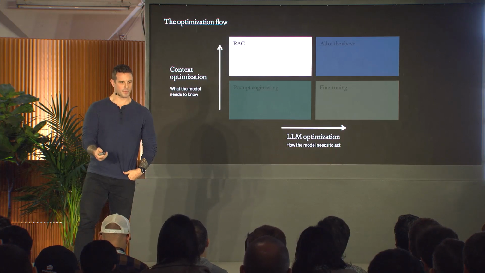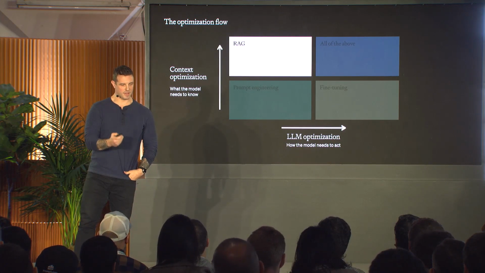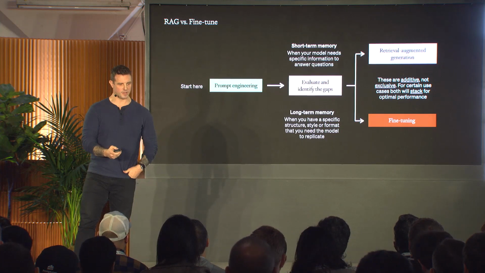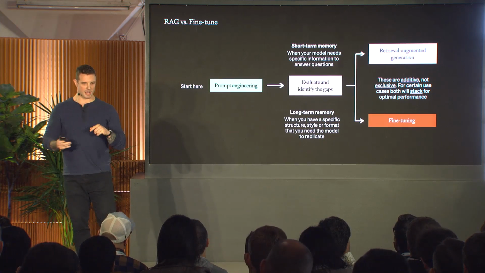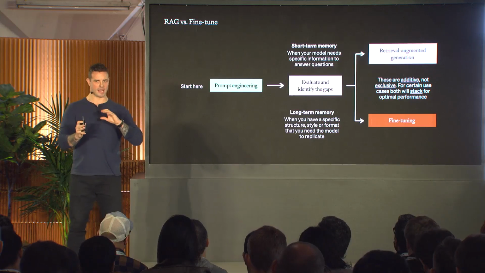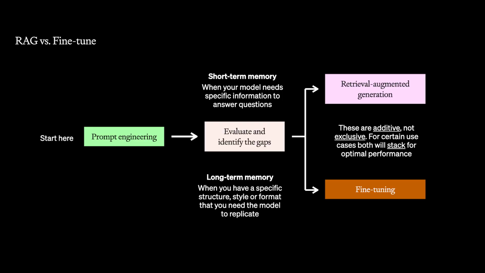So for RAG, let's jump right in. Actually, before I jump into RAG, I just want to give you a quick mental model for how to think about where to go. We started with prompt engineering, we've evaluated, we've identified the gaps, and now we're trying to decide whether it's retrieval-augmented generation that we need or whether it's fine-tuning that we need.